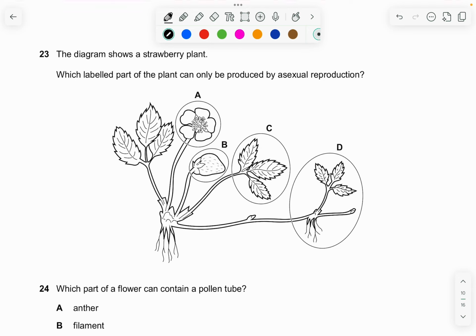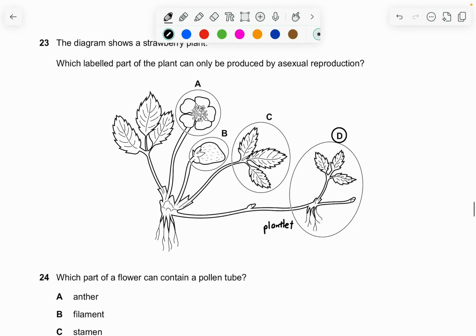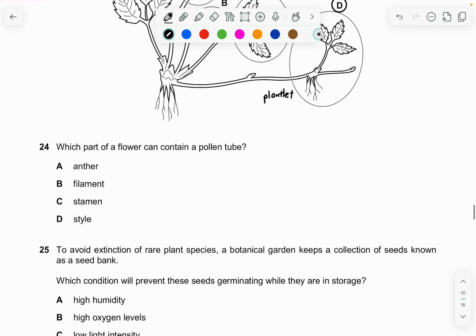Question 23. The diagram shows a strawberry plant. Which labeled part of the plant can be produced only by asexual reproduction? So it's actually telling you about the plantlet itself. So actually the answer would be D. Okay, if you can see, this is a plantlet. So it's genetically identical to each other, and it must be produced by asexual reproduction.